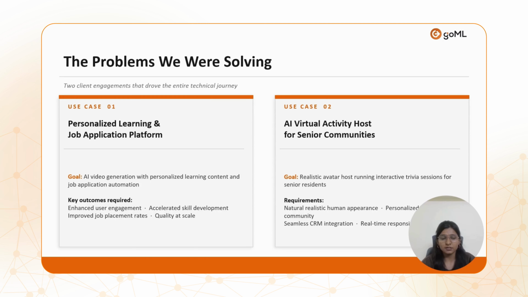The second one is the complete opposite of the first, a virtual activity host for senior communities. This required a realistic avatar running interactive sessions. Key requirements include natural human appearance, personalized content per community, CRM integration, and real-time responsiveness for natural interaction. Two different problems, both demanding realistic avatars and quality, but with very different technical constraints. This diversity shaped our entire R&D approach.